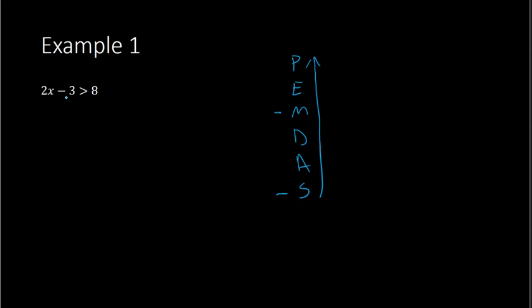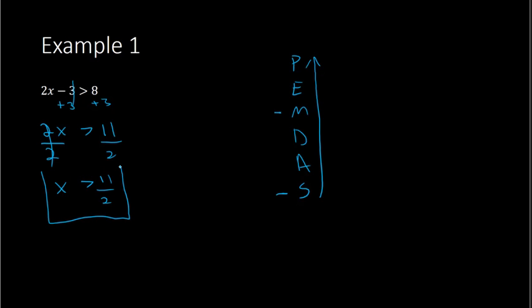So I take care of the subtraction first, and I do that by adding, which is the opposite of subtraction. So I add 3 to both sides, which gives me 2x on the left and then 11 on the right. And then I can solve the rest of the way by getting rid of the 2. This says 2 times x. So to get rid of the 2, I move it over by dividing. So I divide both sides by 2. I now have x is greater than 11 over 2. So this here would be my solution.